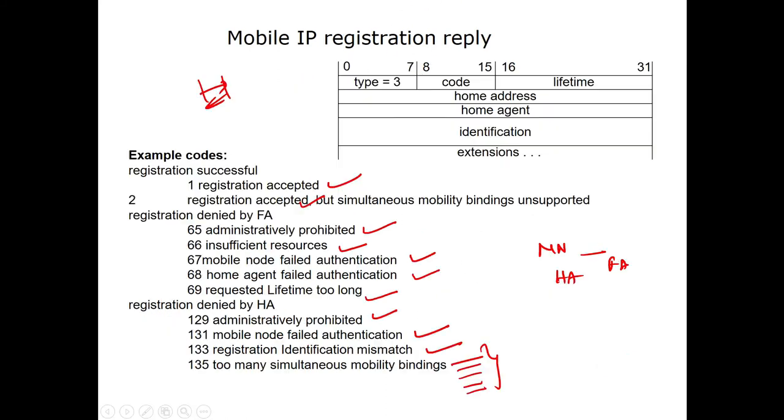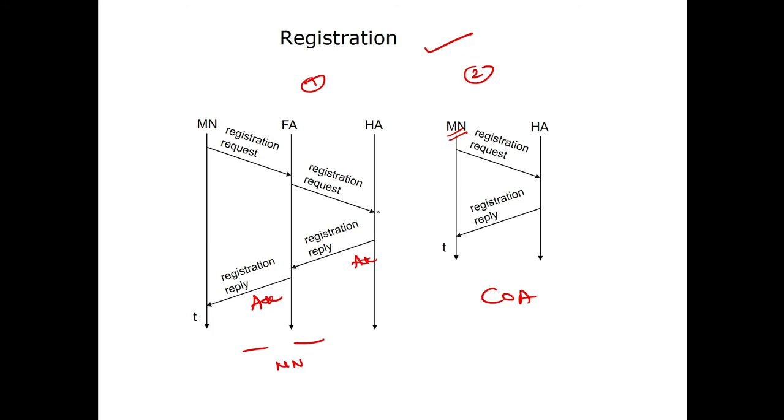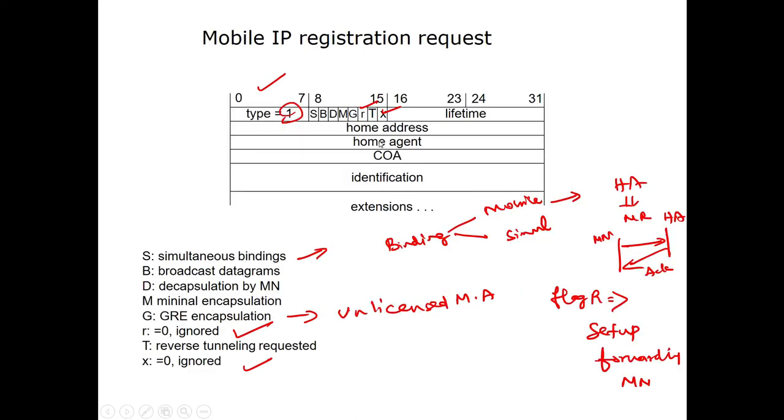So we have seen in the previous diagram, in the previous frames, here the registration request is done. This registration request has a separate frame format. So this is the frame format for the registration request, starting from 0 to 7 and 8 to 15 and 16 to 23 and 24 to 31. So the 0 to 7 means the type value will be 1, and based on the different values, that is the register, it has different flags.